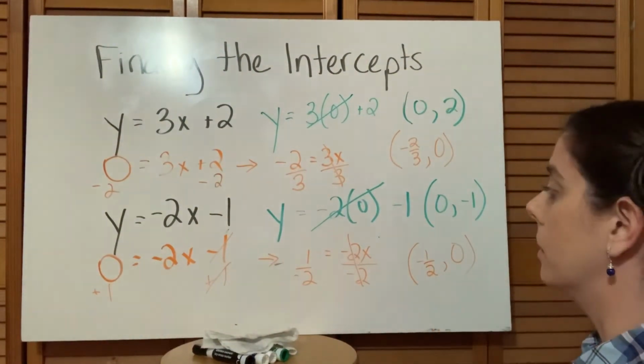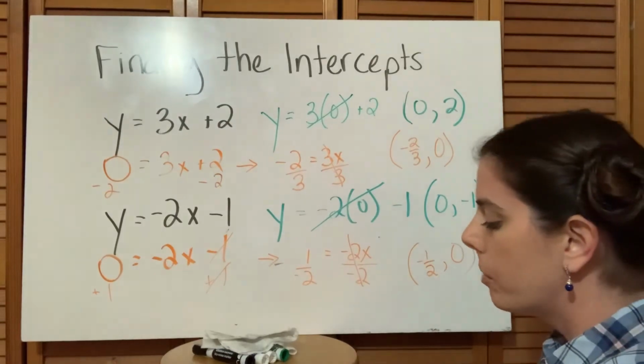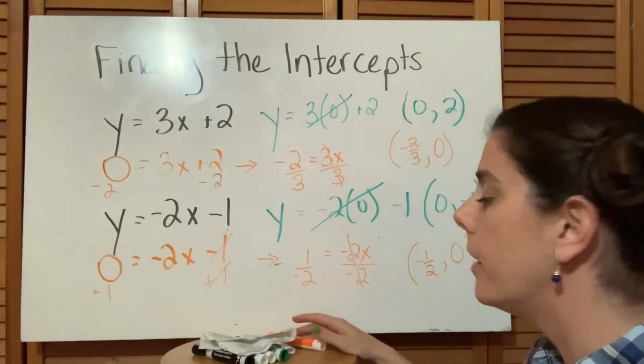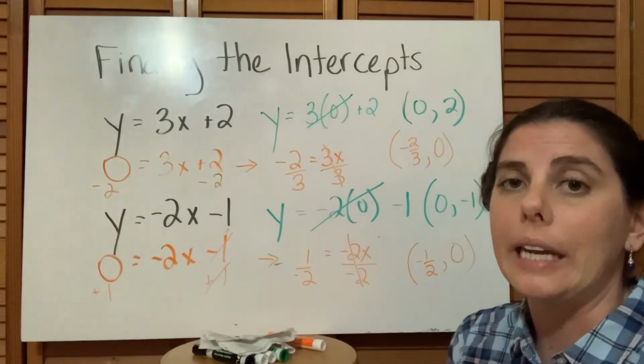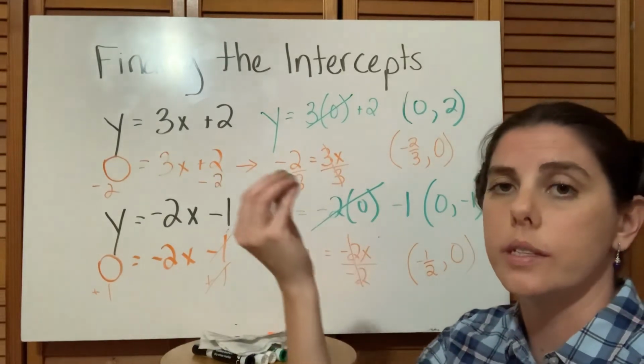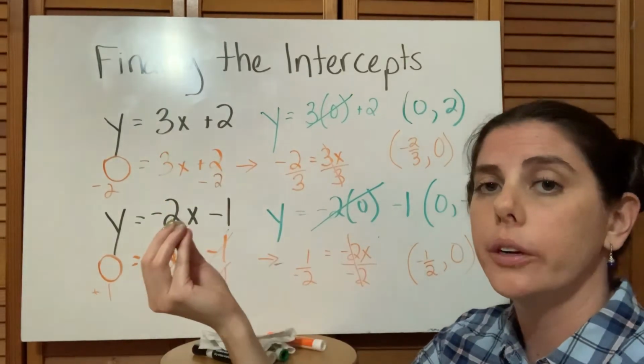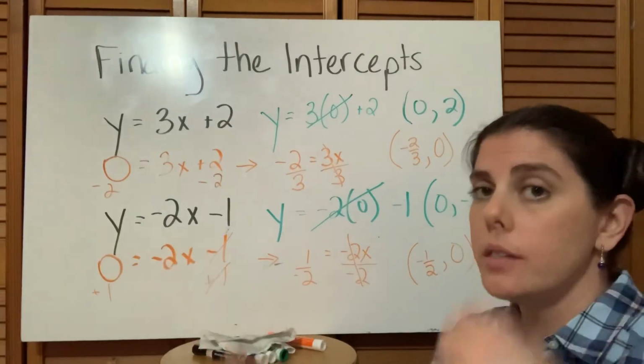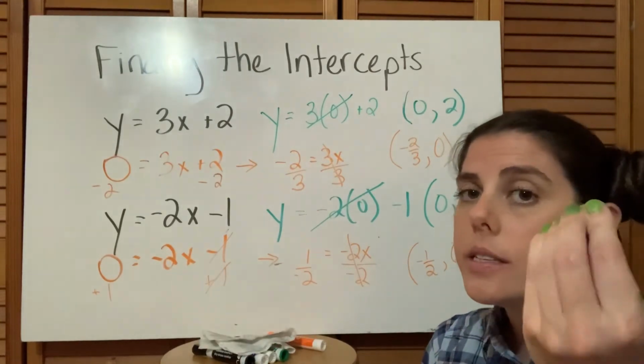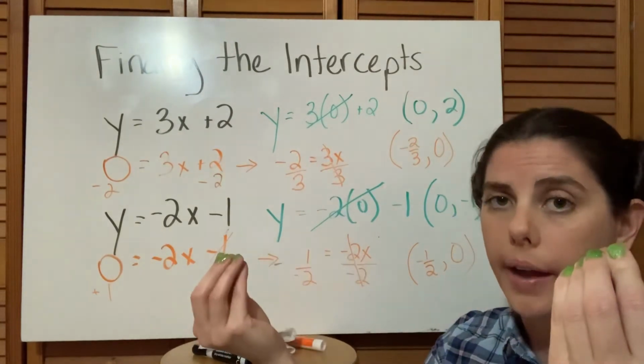So we just want to remember, when we're trying to find the x and the y-intercepts of a linear equation, all we have to do is set y equal to 0 to find the x-intercept, and set x to 0 to find the y-intercept.